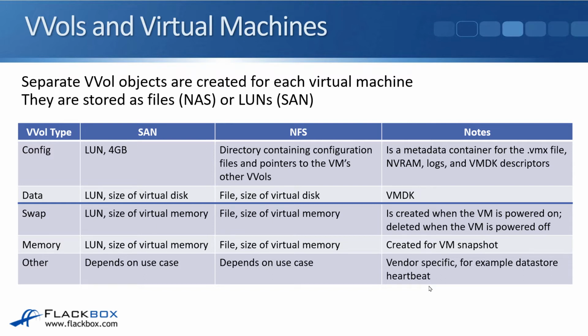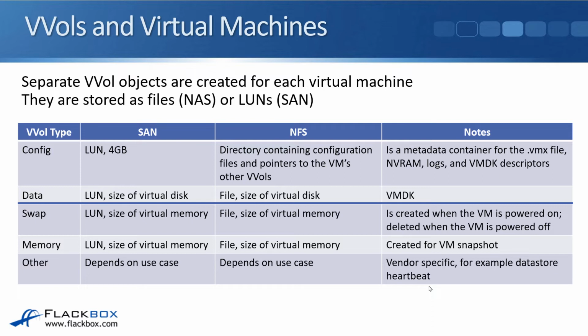First VVol object is the config VVol. If you're using a SAN protocol, that will be a LUN and it will be 4 GB in size. It is a metadata container for the VMX file, NVRAM, logs, and VMDK descriptors. So the config file contains configuration information about that particular virtual machine. If you're using NFS to access the data store, then it's a directory containing configuration files and pointers to the VM's other VVols. So the config VVol is the same thing whether you're using SAN or NAS. If you're using SAN, it will be a LUN. If you're using NFS, it's going to be a directory.